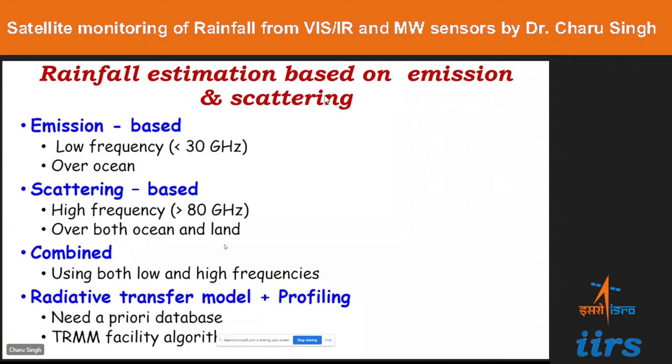Then comes a combined technique. If we combine the emission and scattering based methods, we get the combined algorithm, where we can make use of the advantages of both low and high frequencies for the estimation of rainfall. And we can also use the radiative transfer model and the profiling to get an a priori data set for the development of the rainfall estimations. TRMM based rainfall also is based on the radiative transfer model and the profiling algorithm.